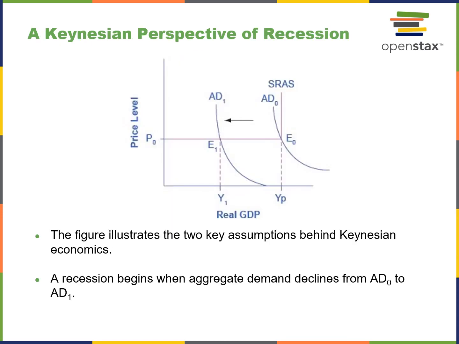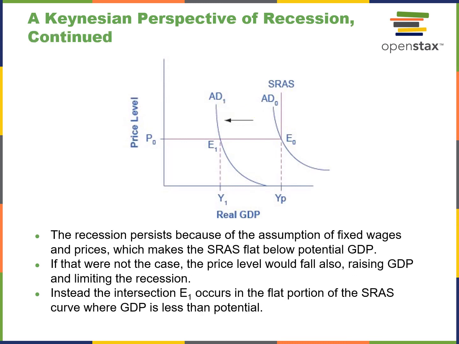Perspective of a recession. So you have two key assumptions behind economics. A recession begins when the aggregate demand goes from AD to AD1. So once again, when it goes from here to there, that illustrates the recession. Similarly, we fix a certain price at any given price.